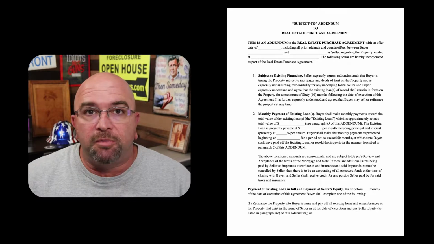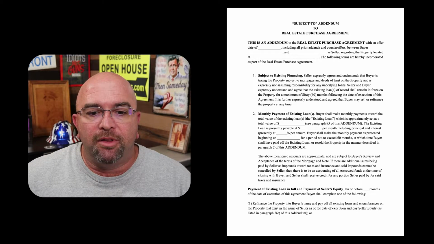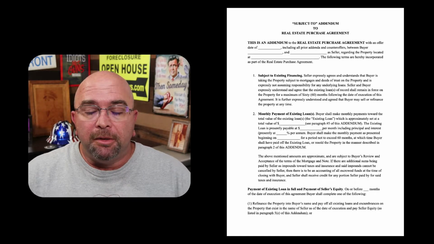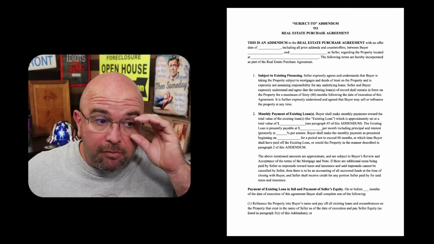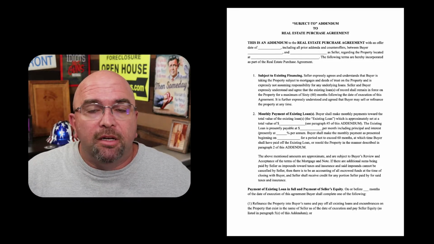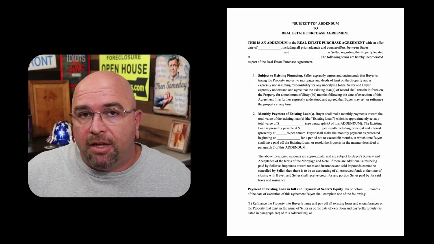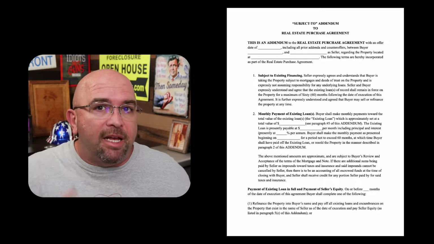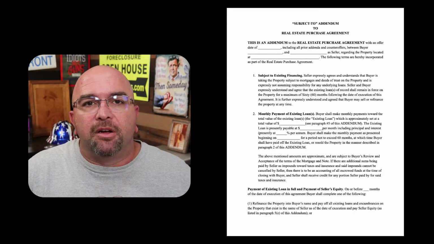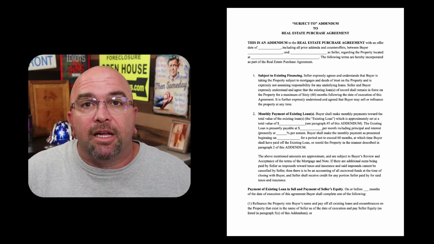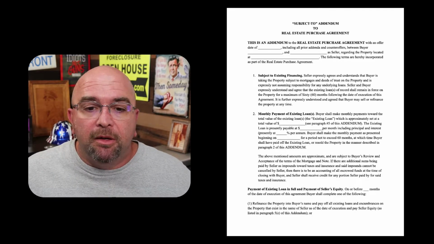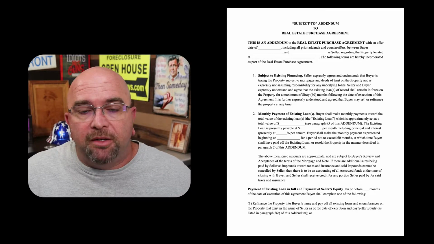And then on that first page, the last section is going to cover the payment of the existing loan in full and payment of the seller's equity, because let's use the $100,000 example. You're going to buy a house for $100,000. There's an $80,000 existing mortgage. You're taking the property subject to that $80,000 mortgage. Well, $100,000 minus $80,000 leaves us with $20,000. This section is going to go into addressing how we're going to get that seller that extra $20,000. So everything is clear and up front. There's no question.